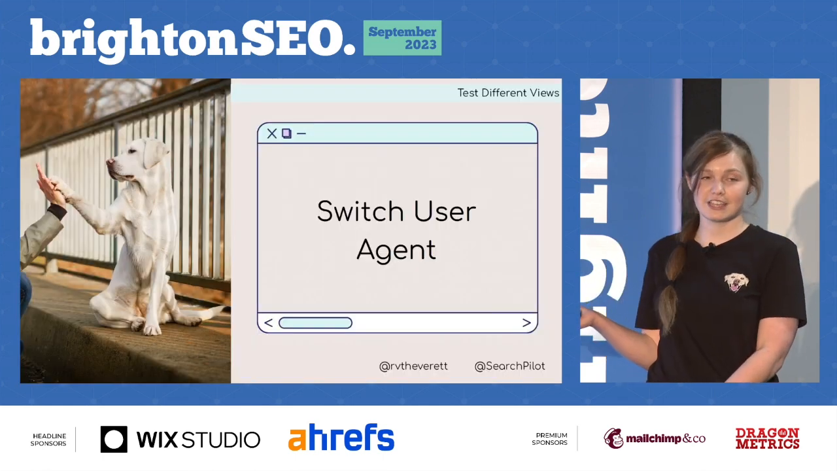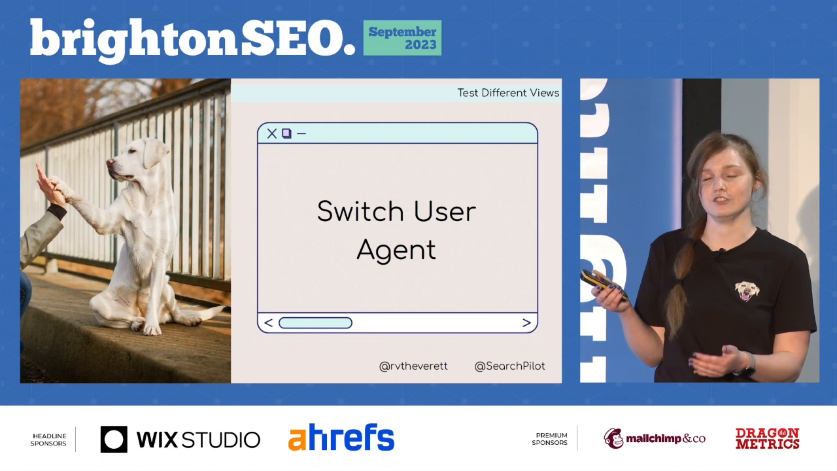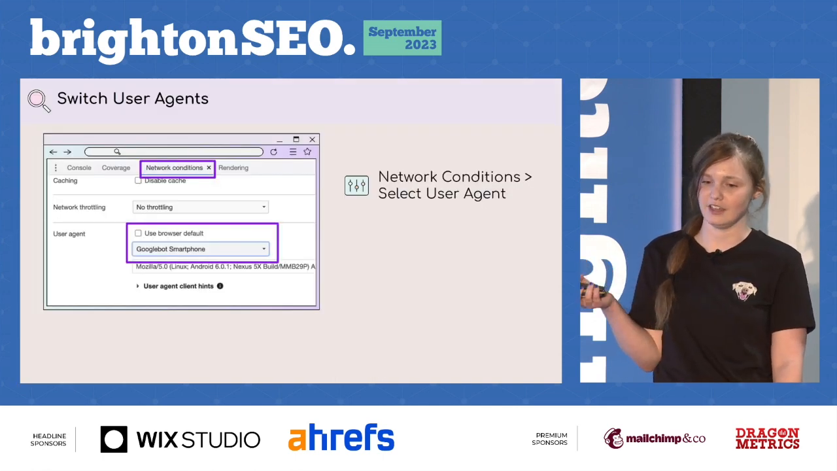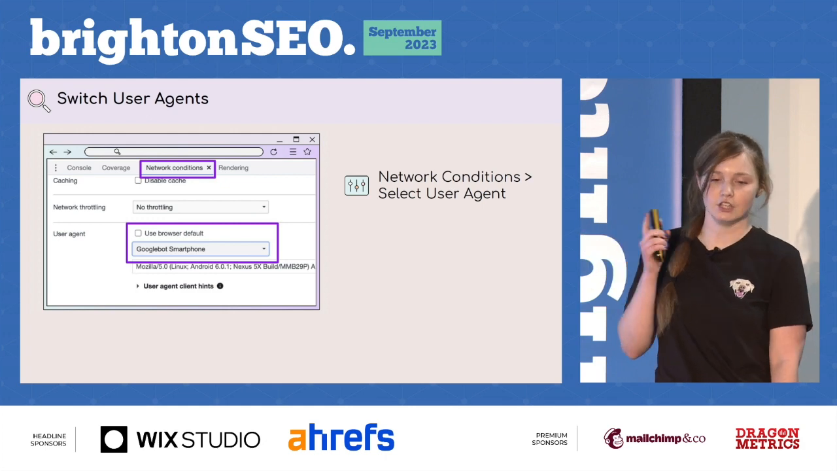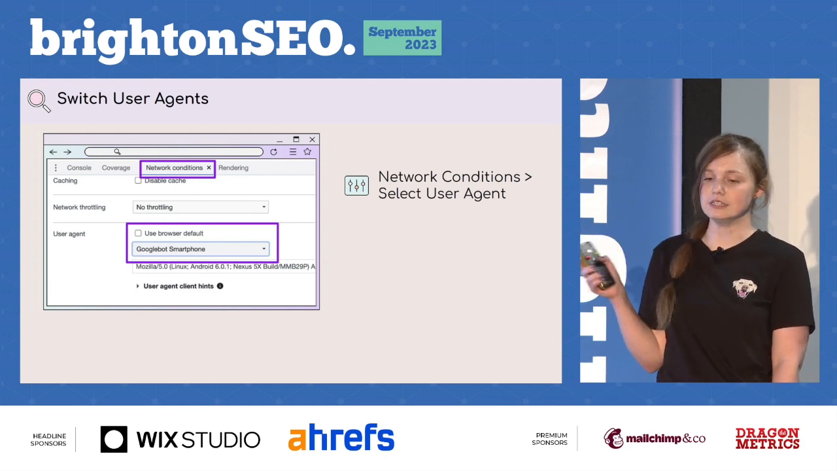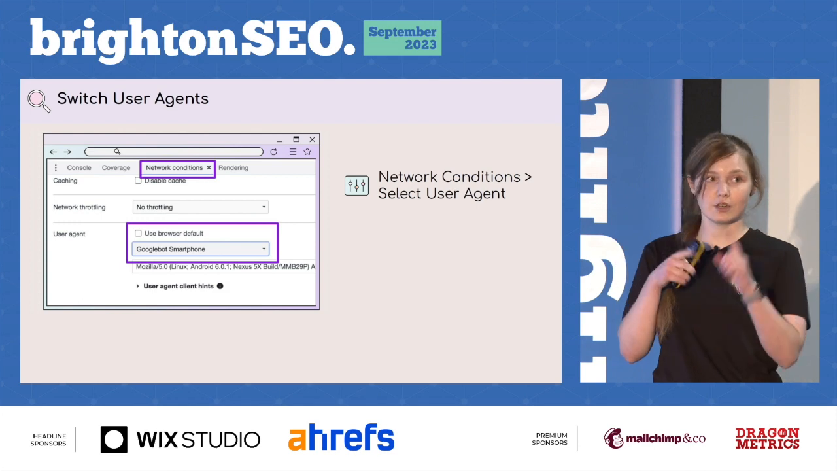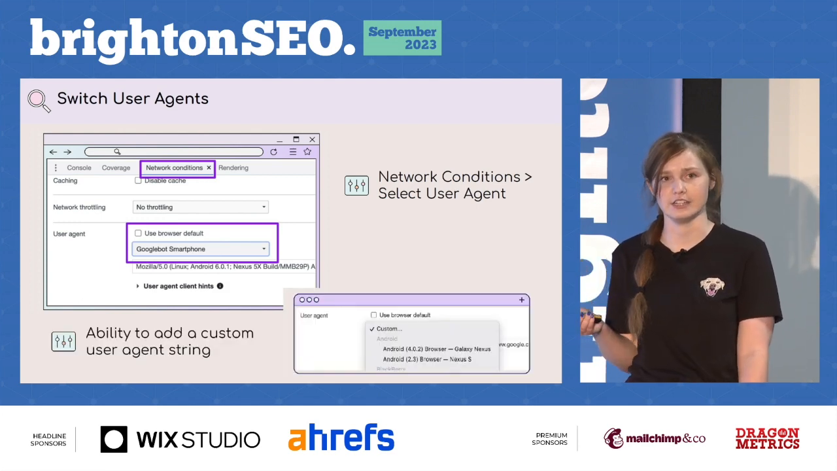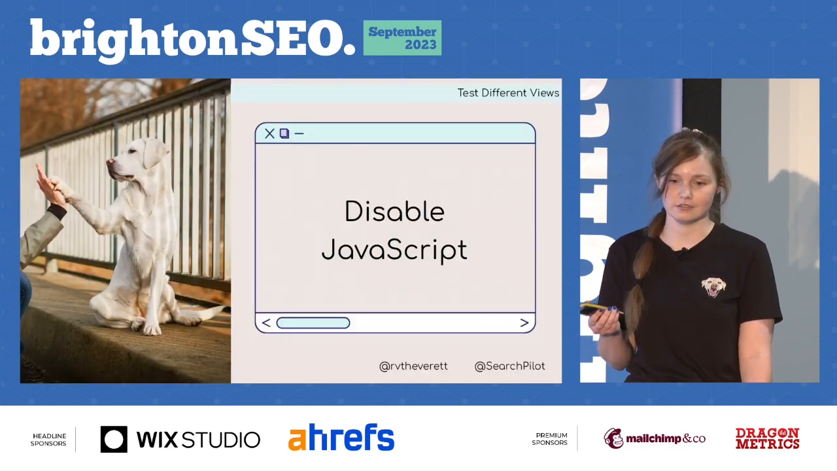We can also switch user agent. Probably the most common feature of this is seeing how Googlebot can see our page. So we have the ability to do that. If you go to network conditions, you can untick the use browser default and then select your user agent of choice. There's a whole list there. And you also have the ability to add a custom user agent string if you desire.